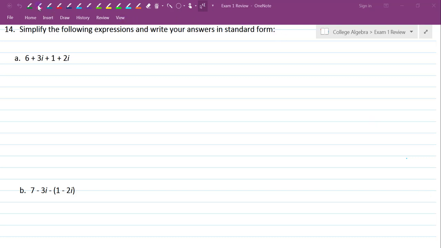Good afternoon, I'm Mrs. Bolin and I am helping you prepare for your exam 1 test for college algebra. It says simplify the following expression and write your answers in standard form.